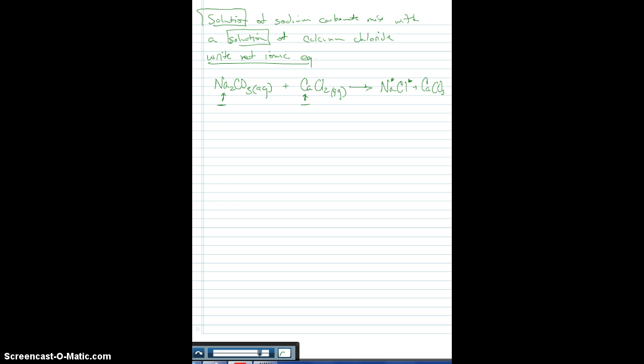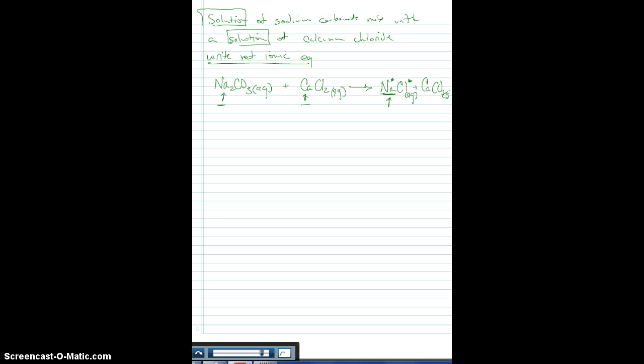Now, our job is to predict who is the solid here, if there is a solid at all. We know that sodium is an alkali metal. It's going to be soluble, so we're going to make this aqueous. We predict carbonate with calcium is going to be insoluble, so this is going to be our solid. So now we've just formed a solid.